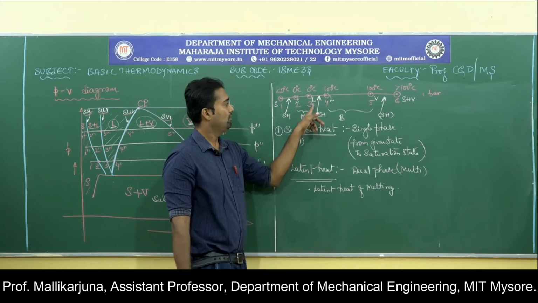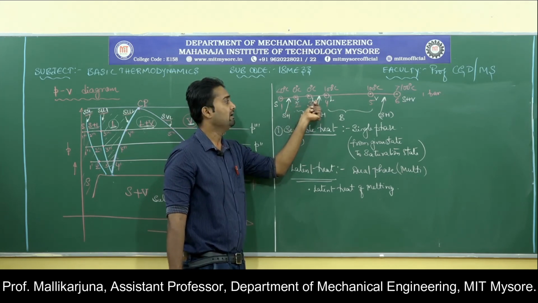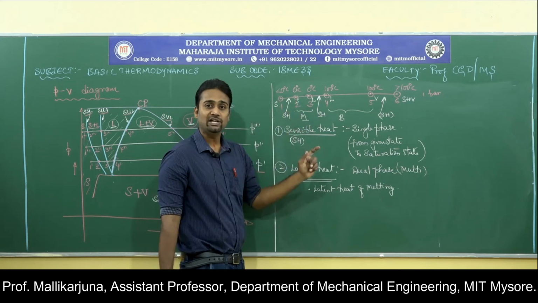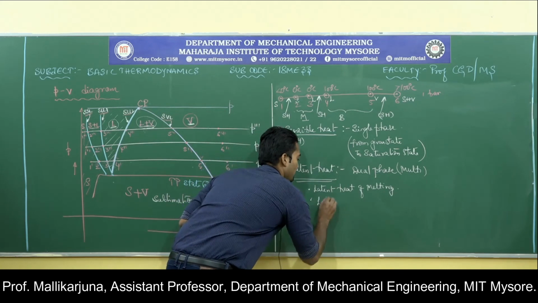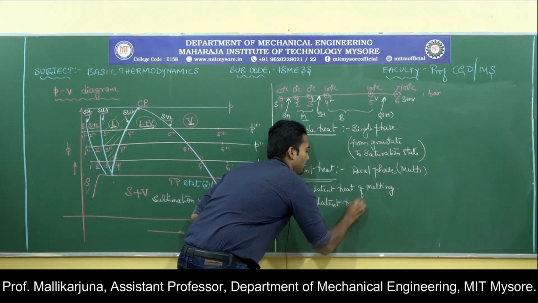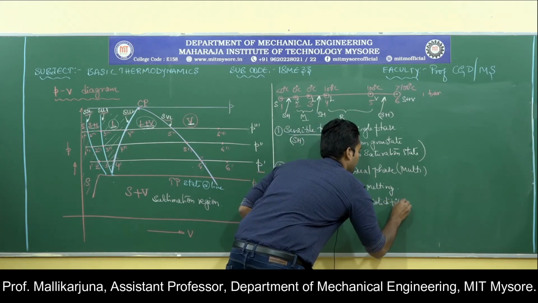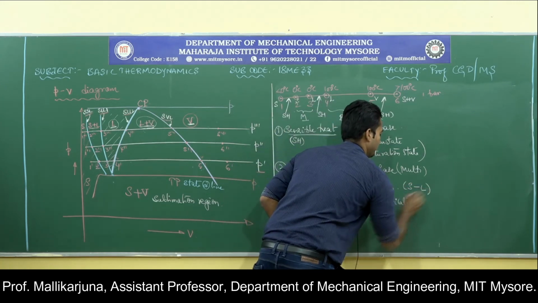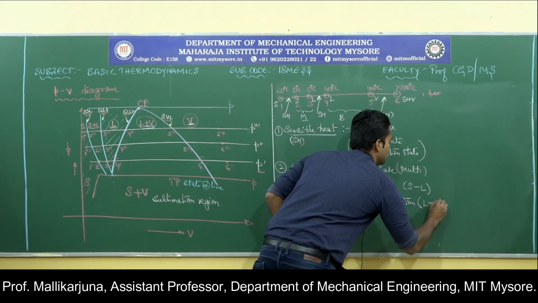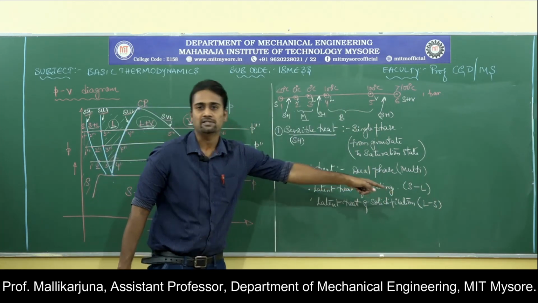Reverse is also true. From 3 to 2, if I come from 3 to 2, again phase change is happening from liquid to solid. Liquid is getting converted into solid. Such a heat is considered as latent heat of solidification. What is happening in melting? Solid is getting converted into liquid. What is happening in solidification? Liquid is getting converted into solid. Make sure in all the latent heats, two phases should exist.